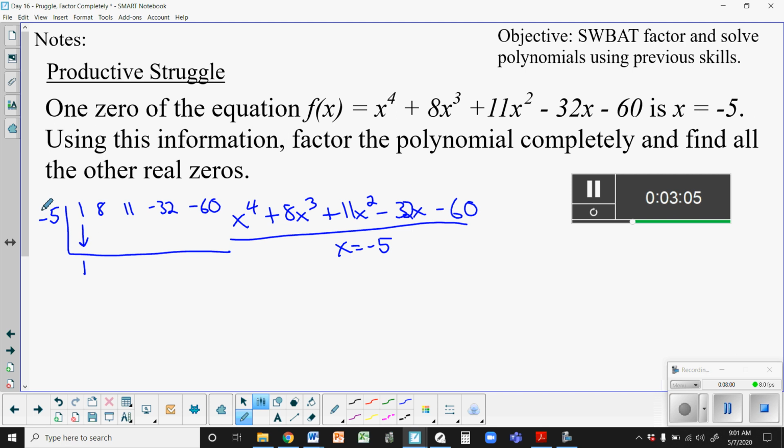So -5 times 1 is -5. Then -5 times 3 is -15. 11 and -15 would be -4, then +20, -12, +60, and 0 for the remainder. And they're like, oh, Mr. Myers just said that it divides evenly if you get a remainder of 0. So let's see what we have left here.